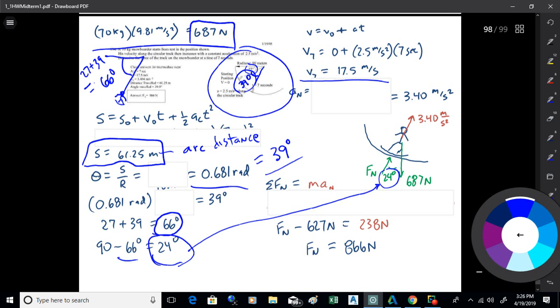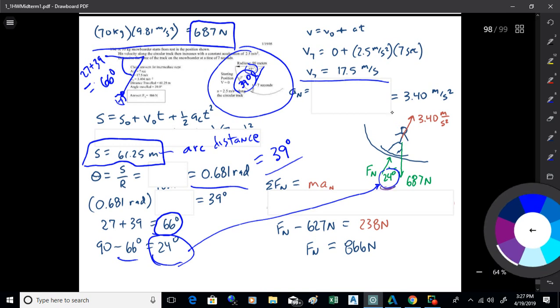Once I've got that, now I can put together a free body diagram with the snowboarder in the proper position, 66 degrees down from the horizontal. If I take 90 minus 66, I get 24. That's this angle between the vertical, where the weight lies, and the normal force and the normal acceleration.